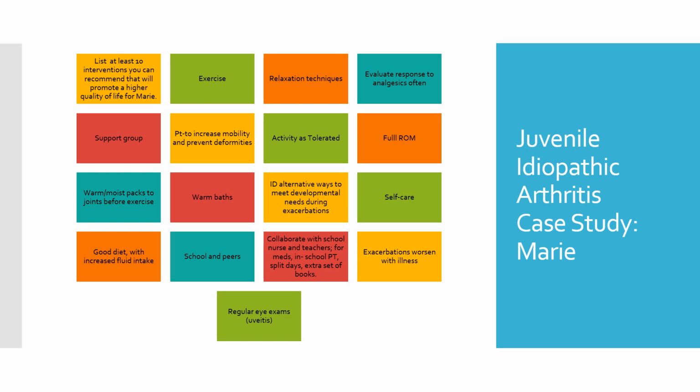Maybe she would take her academic subjects in the morning one day, and then in the afternoon the next day, kind of alternate so that she gets to at least come to school part of the day. So exacerbations worsen with illness. So again, we're going to make sure she's getting her immunizations and her flu shots, and that she's not around sick people, especially if she's had an exacerbation and had to be on steroids, so avoid crowds. Then also have regular eye exams, because one complication is uveitis.